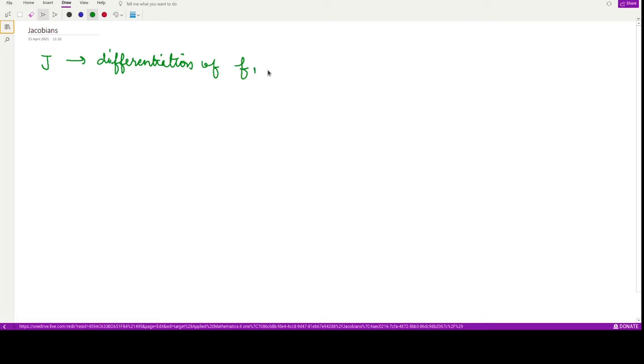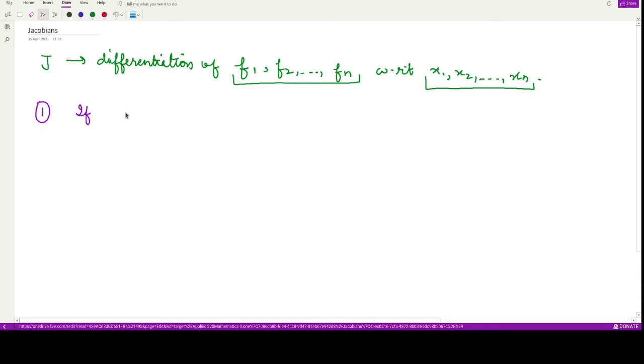Suppose you have various functions, say f1, f2 up to fn, with respect to various independent variables, say x1, x2 up to xn. It gives you how much change there is in all these dependent variables with respect to these independent variables. Suppose you have two variables. In the first case, f1 and f2 are functions of two independent variables.